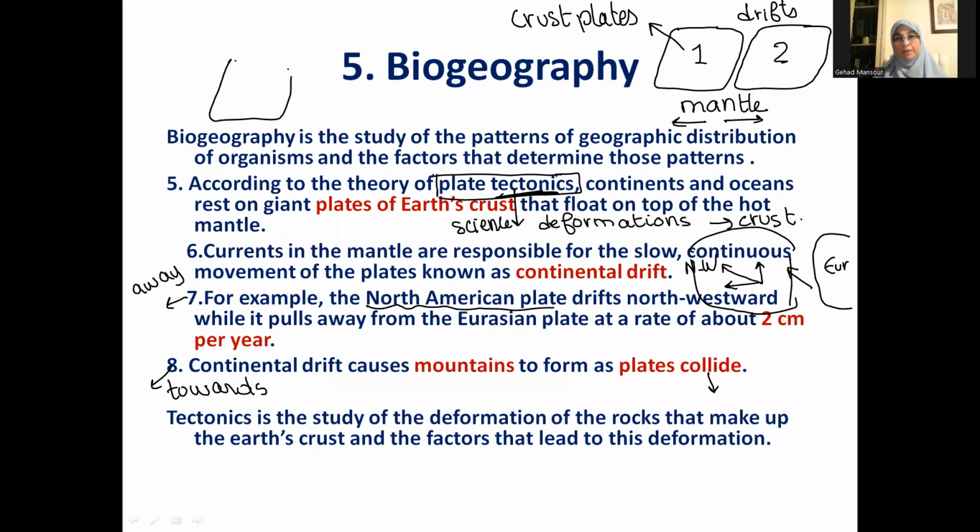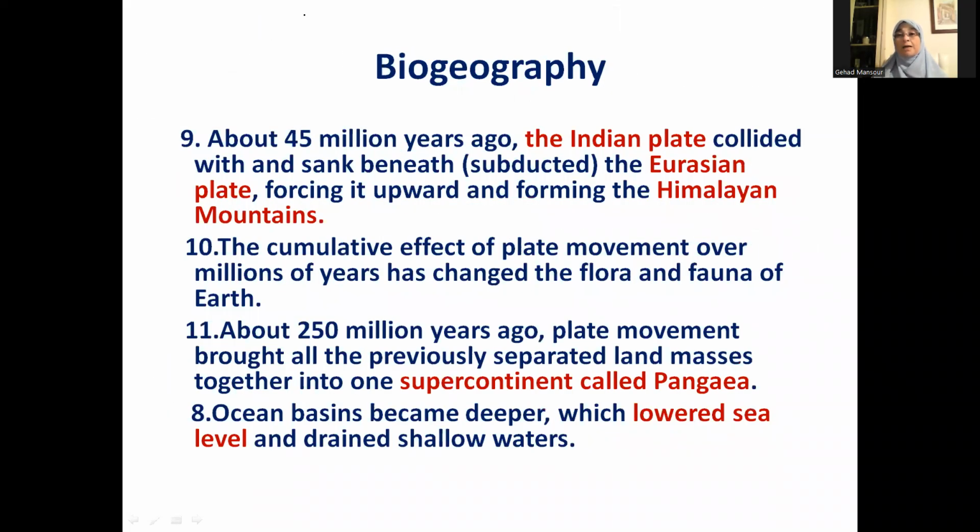If you have, for example, this is the plate to the right, which is plate 2, and then plate 1 moves towards plate 2 and collides with it. So when it collides with it, it hits it and is raised to a higher level. So we will have plate 1 that will be at a higher level than plate 2. And this is one of the ways mountains are formed. So continental drifts occur, but also mountains are formed because of those drifts. So tectonics, as you see in the last paragraph, is the study of the deformation of the rocks that make up the Earth's crust and the study of the factors that lead to this deformation.